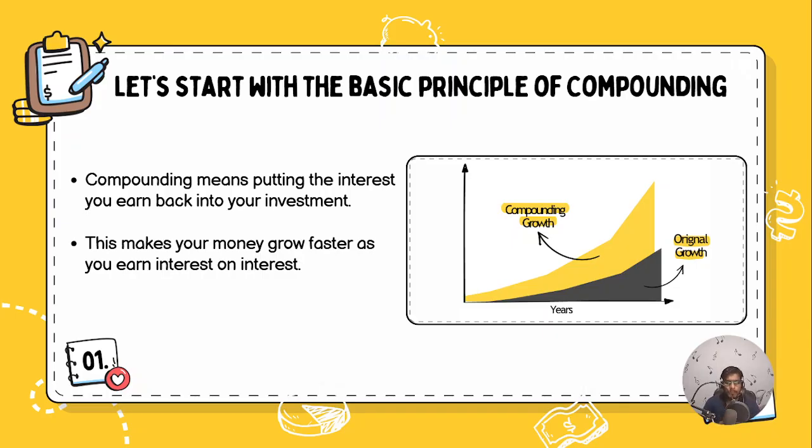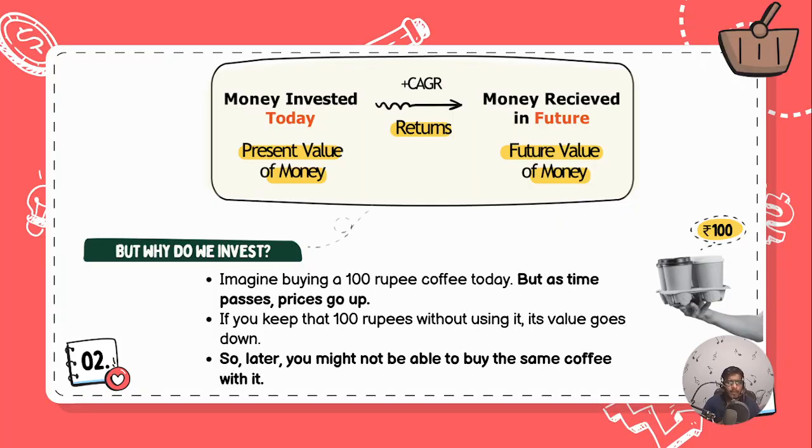So compounding means putting the interest you earn back into your investment, like the 10% we keep accumulating and putting in throughout the years, which makes your money grow faster as you earn interest on interest. It's like piling up of the interest. The percentage remains the same, but as the years go along, we see that the compounding growth is more than the original growth. We are first talking about the basics to build the understanding and foundation better, and then we will dive deep into our main topic, that is DCF.